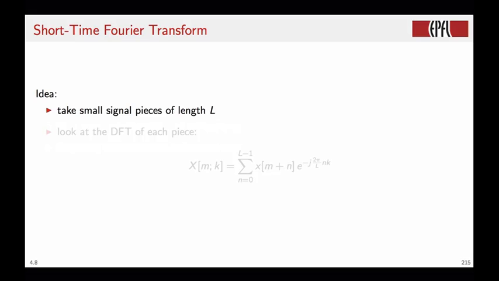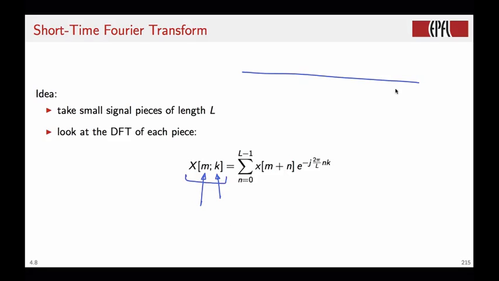So the idea behind the short-time Fourier transform is the following. Instead of looking at the DFT of the whole signal in one go, we take small pieces of length capital L, and we look at the DFT of each piece. So the DFT coefficients now are indexed by two variables. M is the starting point for the localized DFT, and K is the DFT index for that chunk.